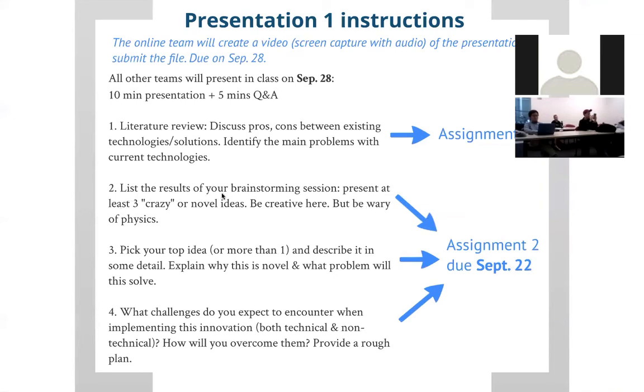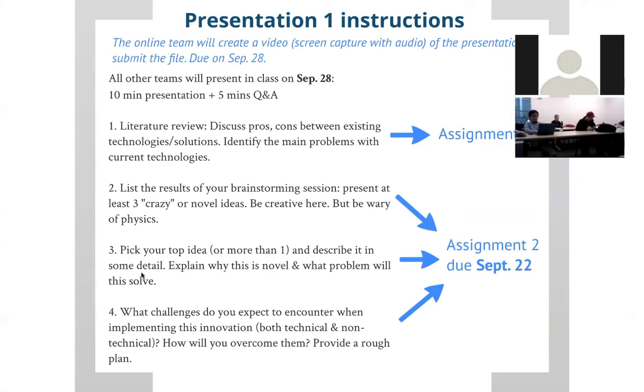Number 2 is to list the results of your brainstorming session, which means that you need to have a brainstorming session. Present at least maybe 1 to 3 crazy or novel ideas. Try to be creative, but of course be careful of the physics. Number 3, pick your top idea. It can be more than one, but I would generally pick your best idea to focus on and describe it in some detail. Explain why this is novel and what problem it will solve.